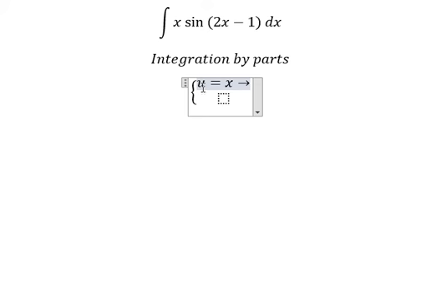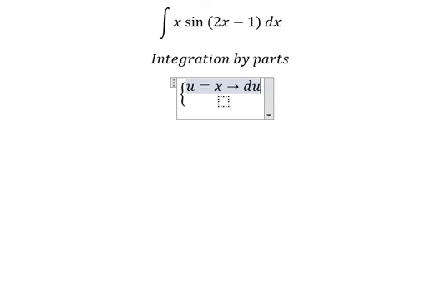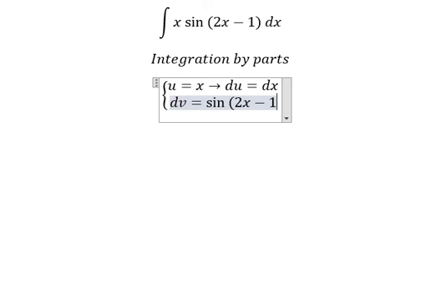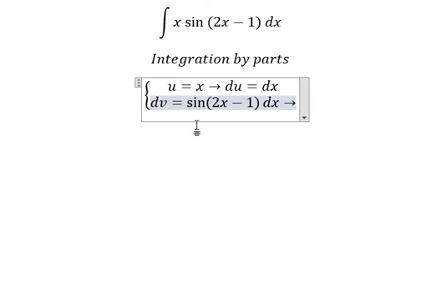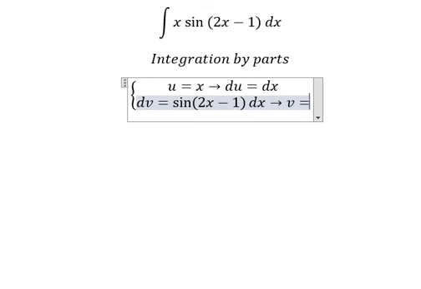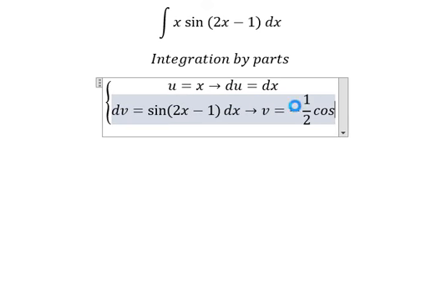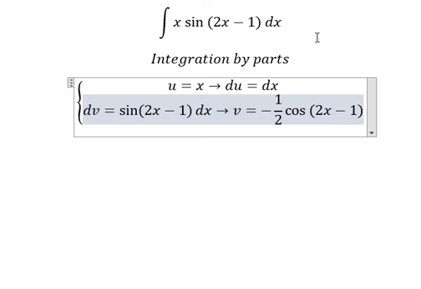Later, we take the derivative of both sides, and we have du equals ds, and dv equals sine of 2s minus 1 ds. The integration of this one, we have v equals negative 1 over 2 cosine of 2s minus 1.